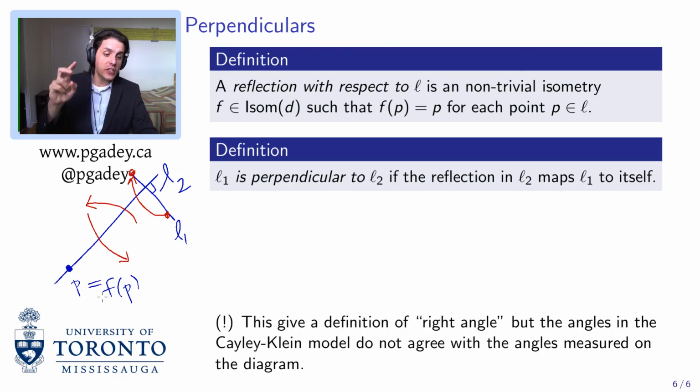This gives a definition of right angle, but the angles in the Cayley-Klein model do not agree with the angles measured on the diagram. So I encourage you to check this out in the book. We're going to discuss this in more detail in class.